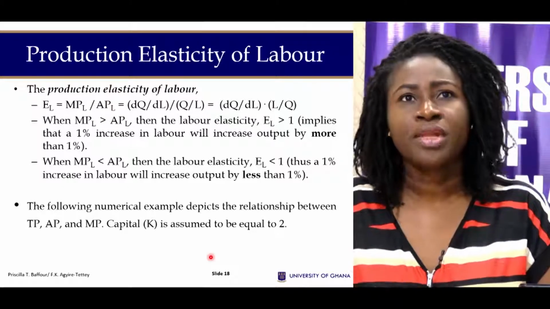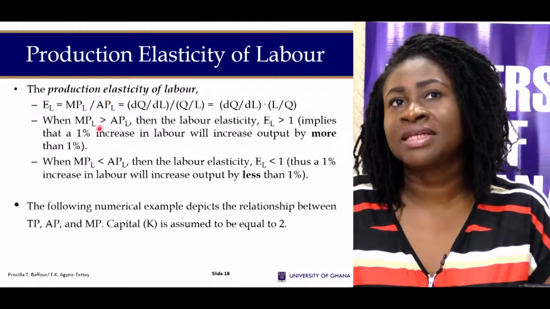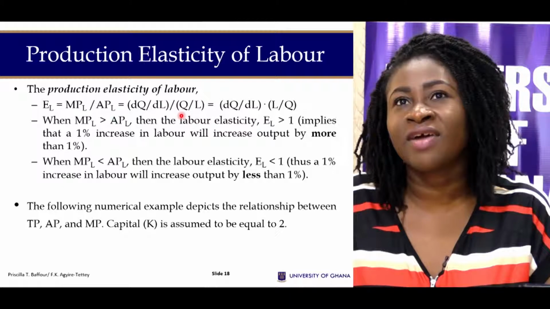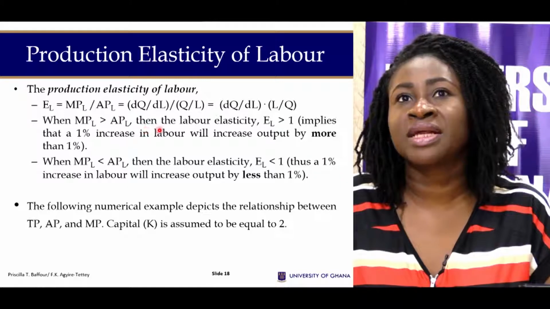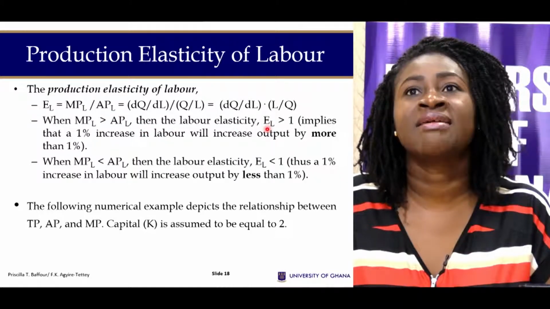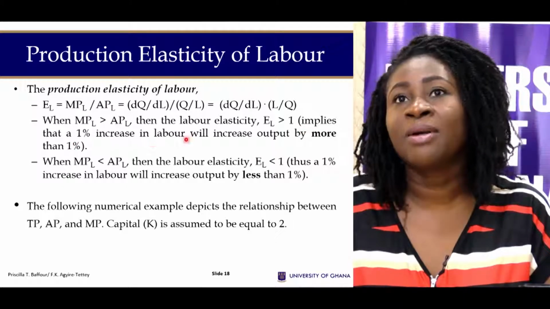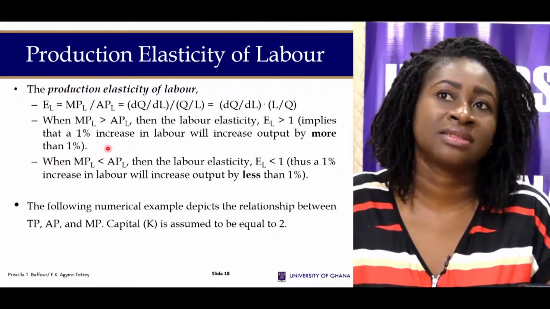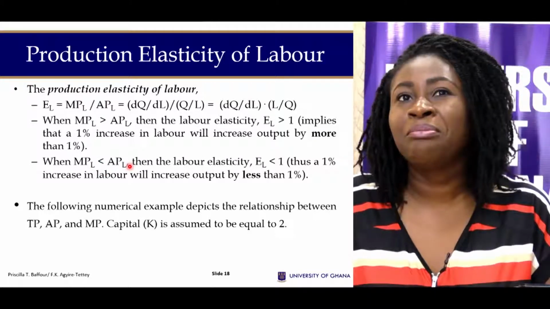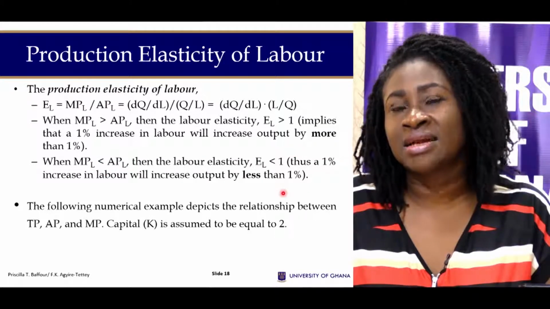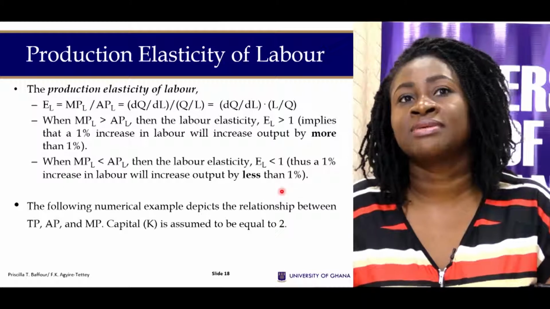So in terms of production and elasticity of labor demand, we see that elasticity is the marginal product of labor divided by the average product of labor. So when we define them, this is what we get. So when marginal product is greater than average product, then it means that labor elasticity, LE, is greater than 1. Right? This implies that a 1% increase in labor will increase output by more than 1%. Right? And the same applies when marginal product is less than average product. Then it means that elasticity is less than 1. Thus, a 1% increase in labor will increase output by less than 1%.